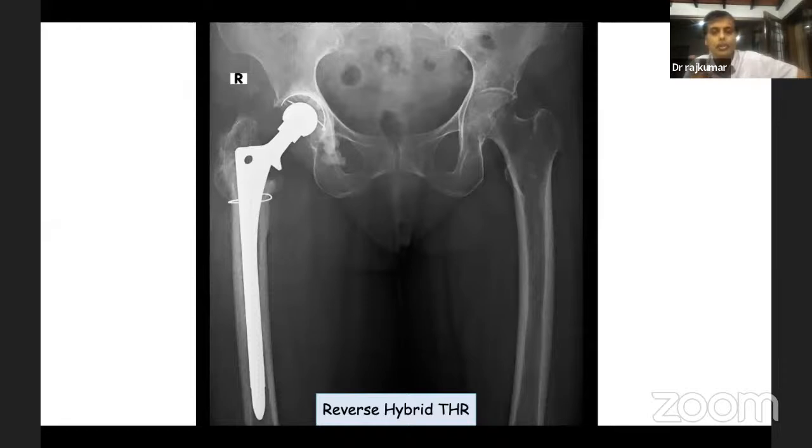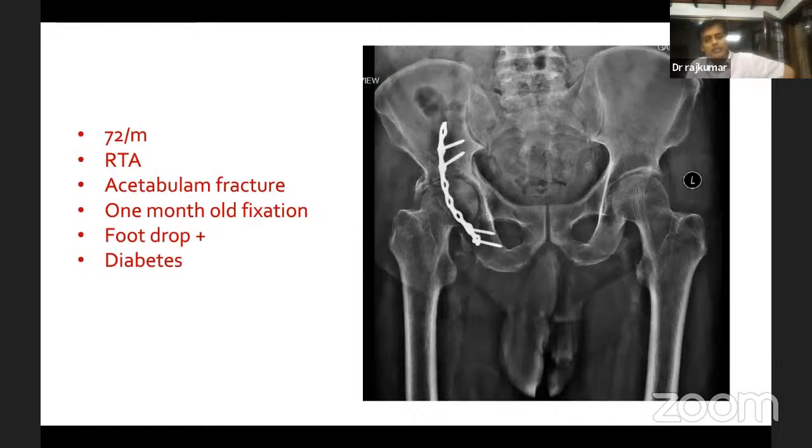So look at the osteoporosis, look at the ischium, how osteoporotic it is. Even though the femur looks good, the cortex looks good, you look at the acetabulum area, look at the ischium. How osteoporotic, soft, a 78-year-old, and the small acetabulum. So reverse hybrid has been used. So the next is trochanteric, again, one more acetabulum fracture, 72-year-old, RTA, acetabulum fracture, one-month-old fixation.